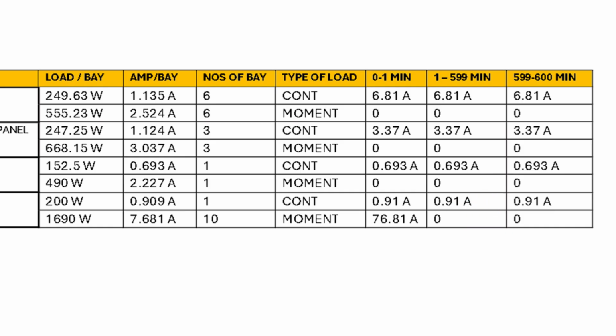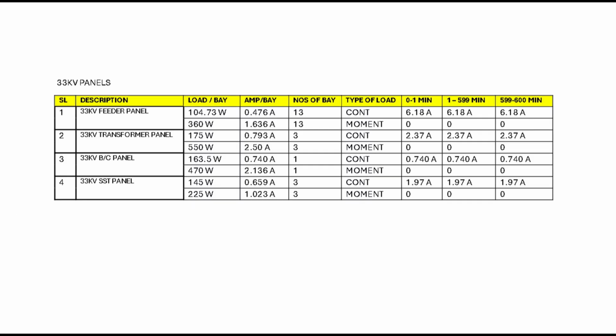Next, the bus bar protection panel, the differential bus bar panel, is important. Its continuous load will be accounted for in all 3 columns. However, during a bus differential protection operation, when all circuit breakers, 6 feeder breakers, 3 transformers, and 1 bus coupler, in total 10 breakers, trip simultaneously, the momentary load will rise significantly. This results in a peak current in the 0 to 1 minute column, but 0 current in the other 2 columns.